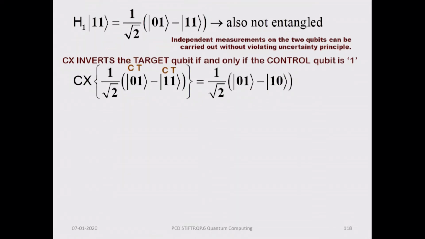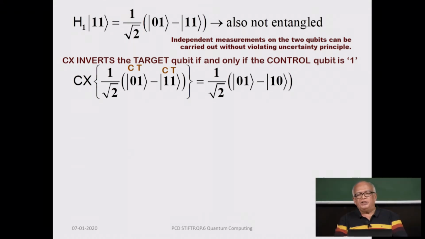So now you carry out the control NOT operation on this state which you have got. You started out with 11, you subject it to the Hadamard H1, right, and you get 01 minus 11, there is of course a 1 over root 2 factor, and now you are going to perform a control NOT operation on this. The first term is 01, that will remain unaffected because the control qubit is 0, but in the second one, the control qubit is 1, and therefore the target will undergo an inversion, it will go from 1 to 0.